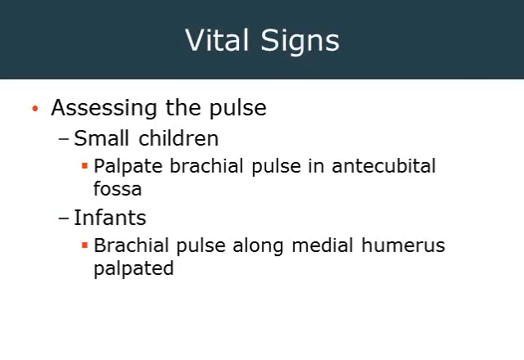So again, assessing the small child, we can check in the antecubital fossa by checking the brachial pulse. In the infant, it's a little easier to find that in the upper parts of the arm, because there's just not the muscle mass. So you can find that really anywhere along where you can find the humerus.